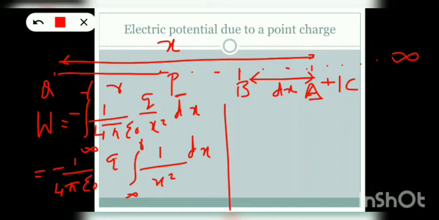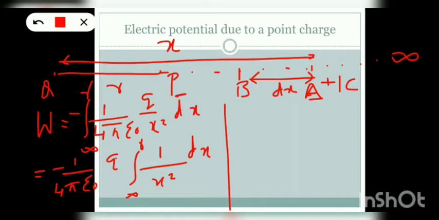Okay, so I have written the expression once again. Total work done equals minus integral from infinity to r of 1 by 4 pi epsilon naught, q by x square dx. Now here q by 4 pi epsilon naught is a constant, so take it outside the integral. So we will get minus q by 4 pi epsilon naught into integral from infinity to r of 1 by x square dx. Now what is integral 1 by x square?